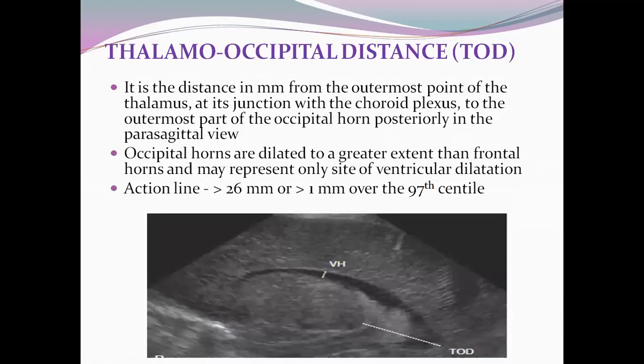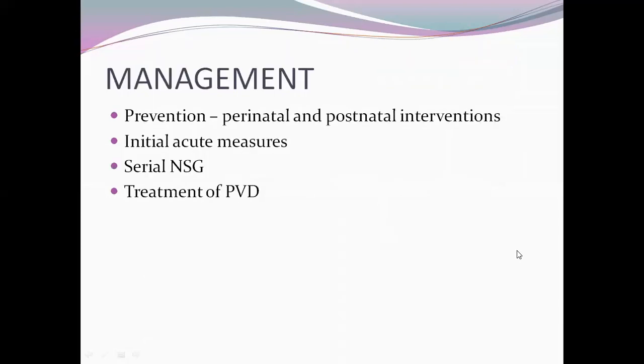And thalamo-occipital distance is the distance from the outermost part of the thalamus, at its junction with the choroid plexus, to the outermost part of the occipital horn posteriorly, in the parasagittal view. This is important because the occipital horns are dilated to a greater extent initially than the frontal horns, and sometimes it can be the only site of ventricular dilatation. And if it is more than 26 mm or more than 1 mm above the 97th centile, intervention is recommended.